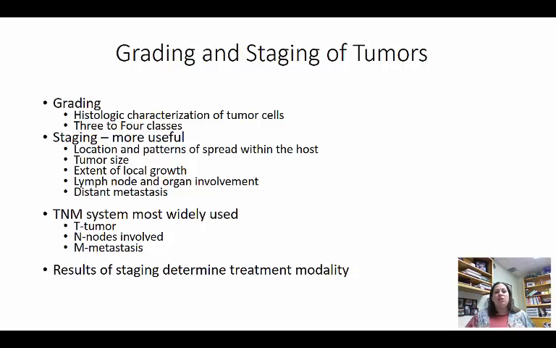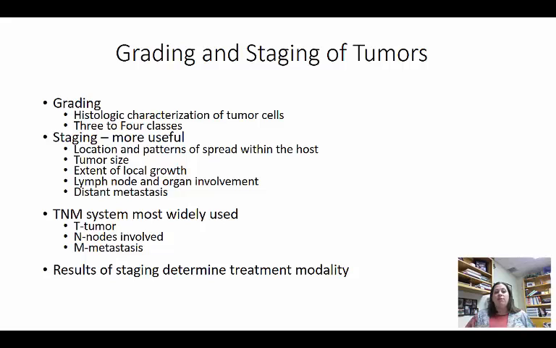When we look at staging, they're going to look at the location and pattern of spread within the host. Has it moved? Is it spreading to other areas? Where did it begin at? It will also look at tumor size, the original tumors as well as new tumors, the extent of local growth, how quickly is it growing in that region? Is it very rapid or is it a little slower?